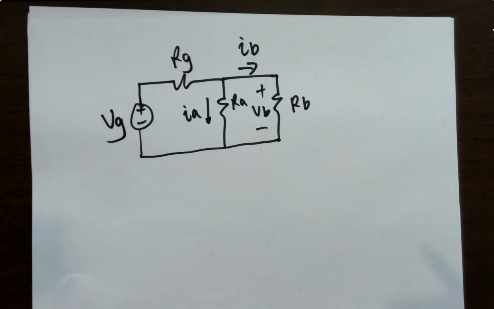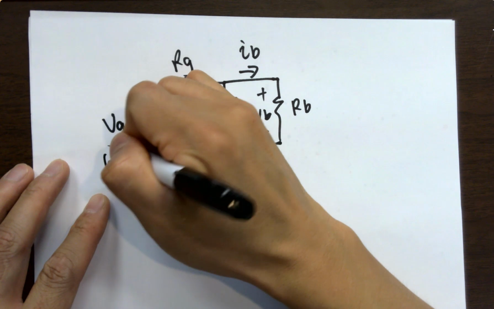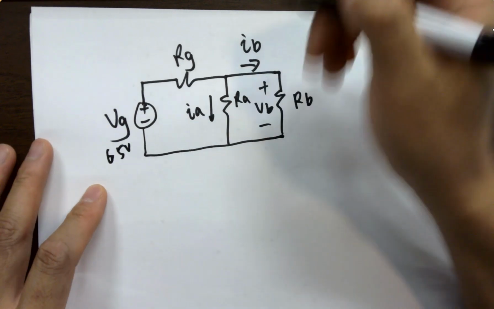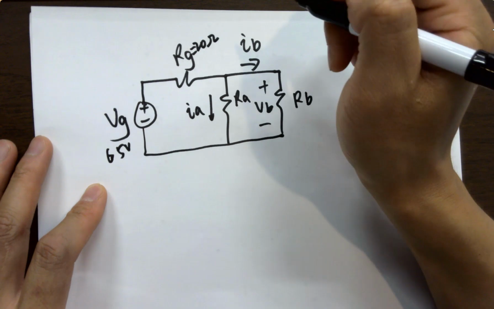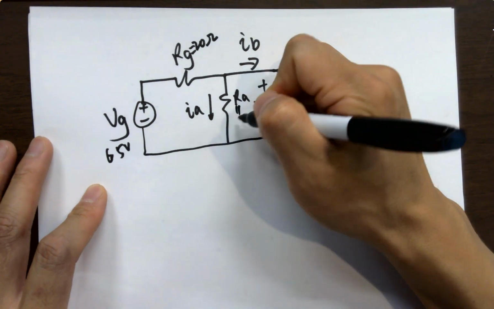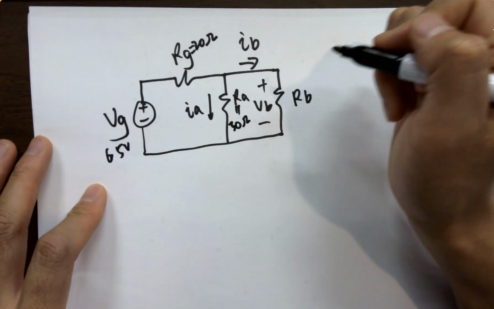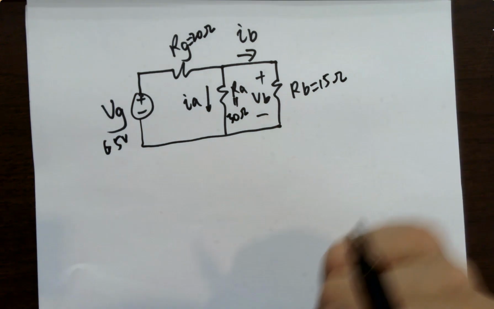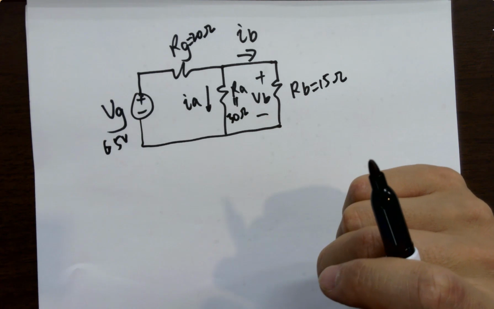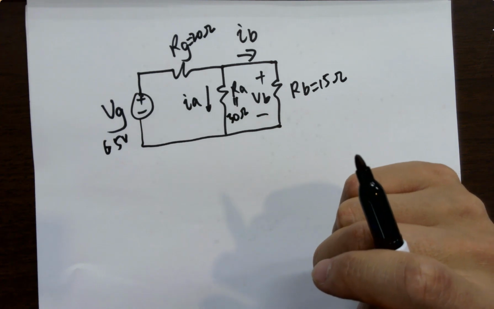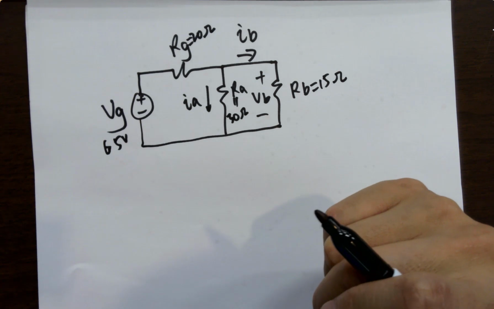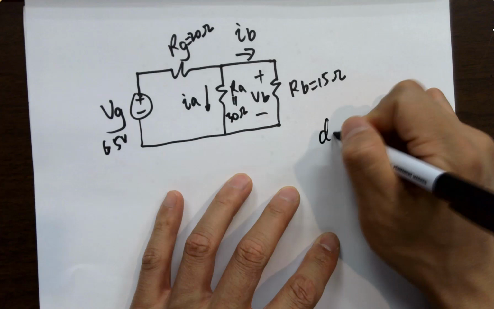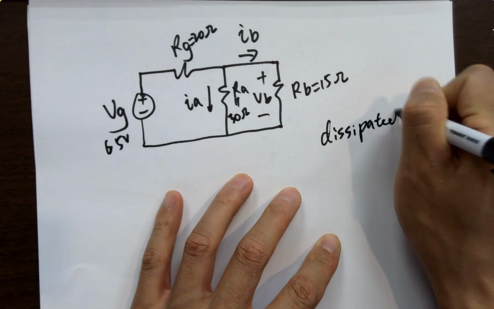This one asks you to calculate, this guy is 65 volts. It's 20 ohms, 30 ohms, 15 ohms, 15 ohms. It asks you to calculate the power dissipated in each resistor. Dissipated. So dissipated is what? Absorbed.